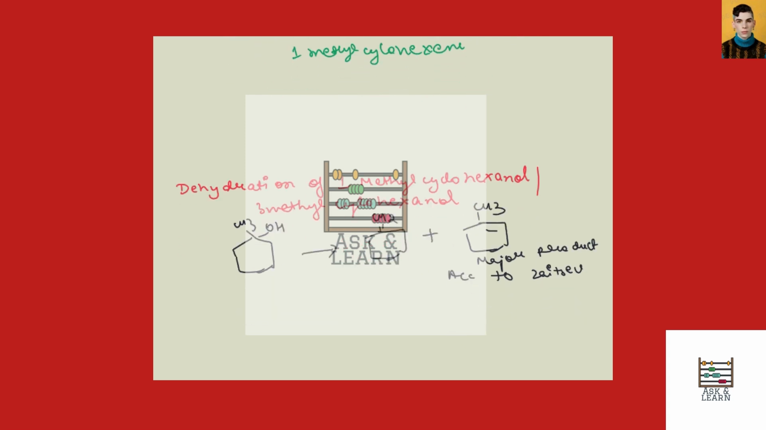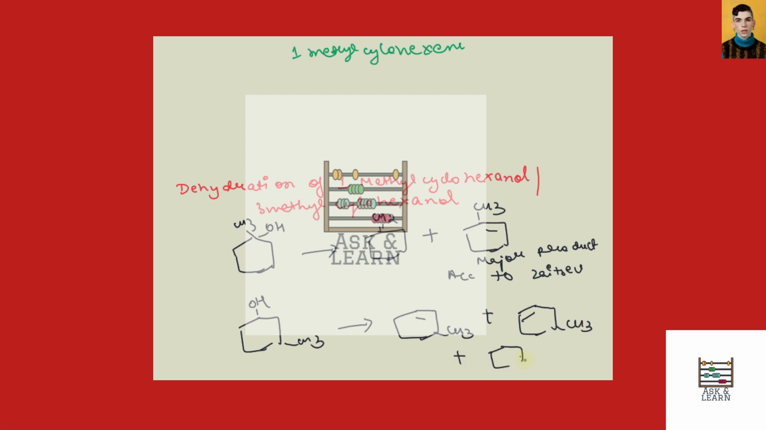As this is the more substituted alkene. Now next is the 3-methylcyclohexanol. So this is the 3-methylcyclohexanol. There is a formation of 3 products, and out of them one is the major product.